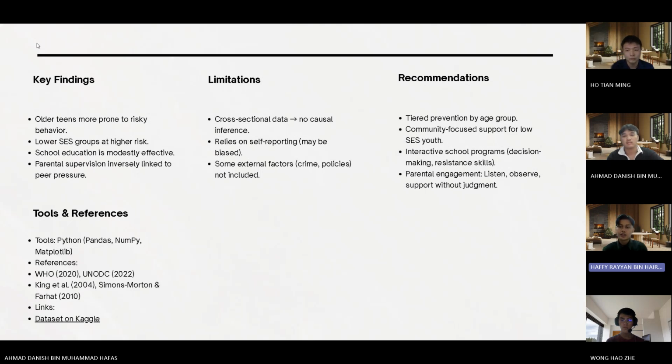Based on our findings, we propose the following recommendations. Age-targeted programs educate younger teens early and provide counseling for older teens. Community investment can provide more support and activities in lower income areas. Interactive school curriculums can focus on decision making and coping skills, not just lectures. For parental involvement, we can encourage open, non-judgmental communication between parents and their children.